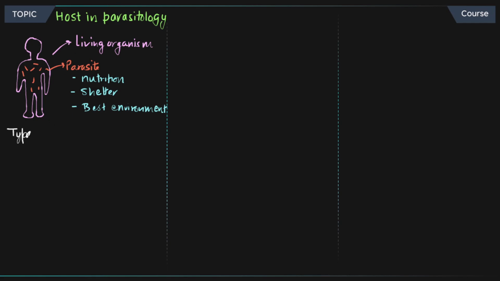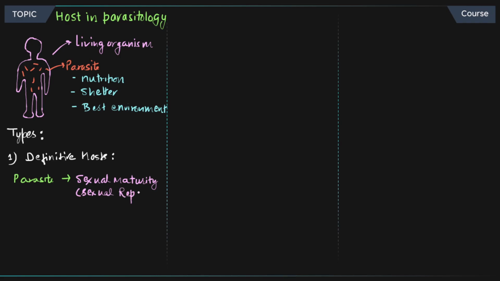Next, let's talk about different types. First is definitive host. It's also known as final host. Another name for definitive host is final host. In it, the parasite undergoes sexual maturity. So sexual maturity, or the sexual part of the life cycle, is completed in this particular host. I can write down sexual reproduction also, right? So sexual reproduction is completed in this particular host.